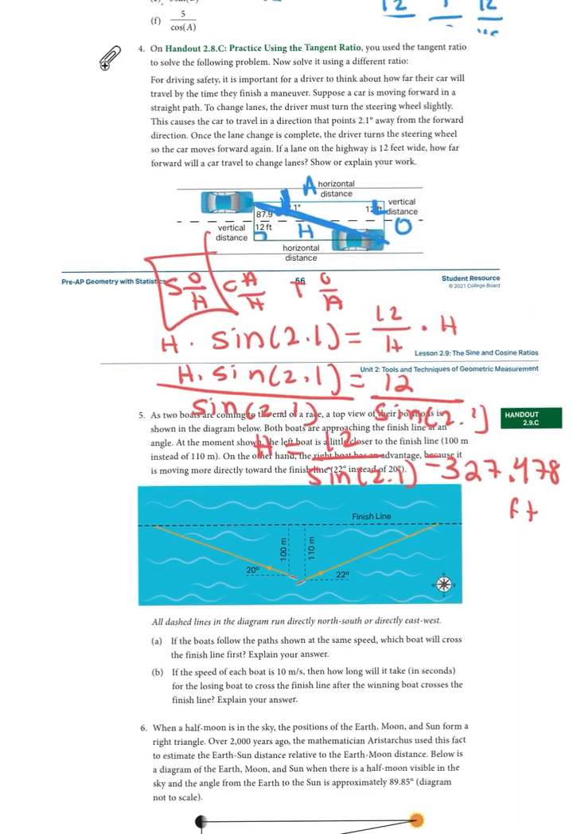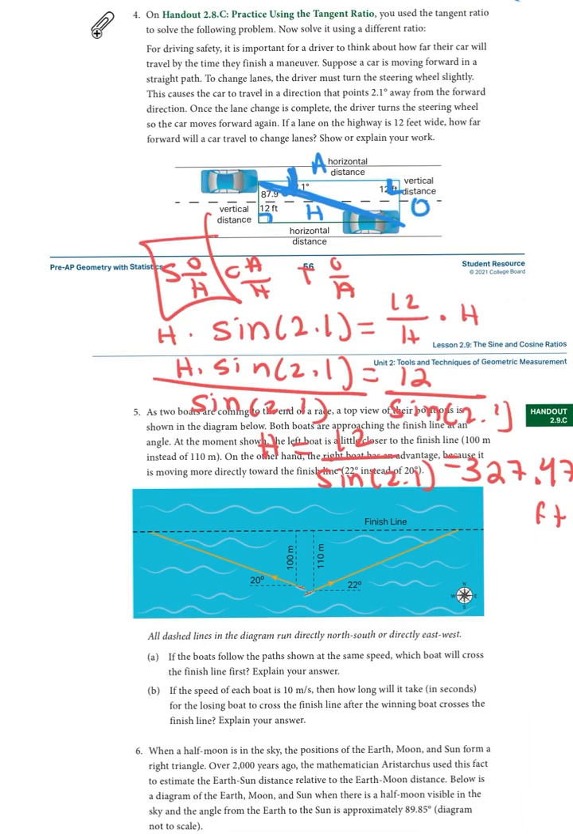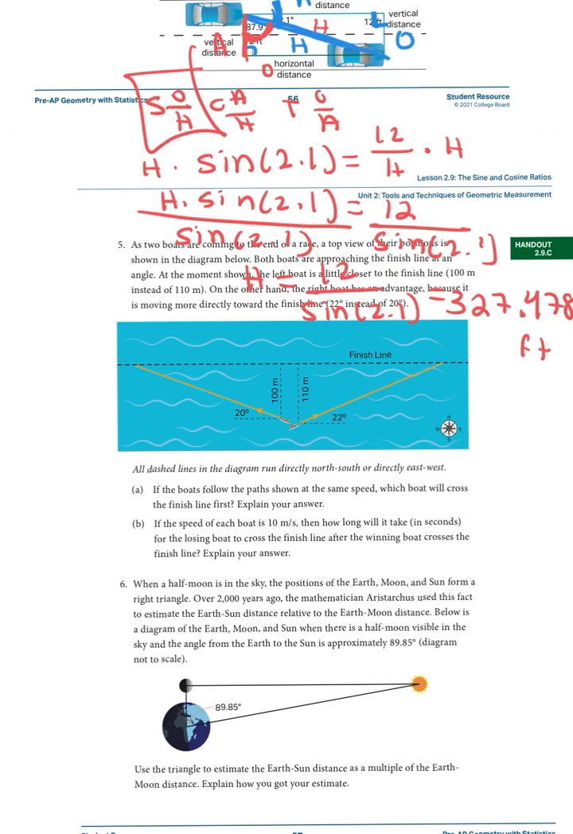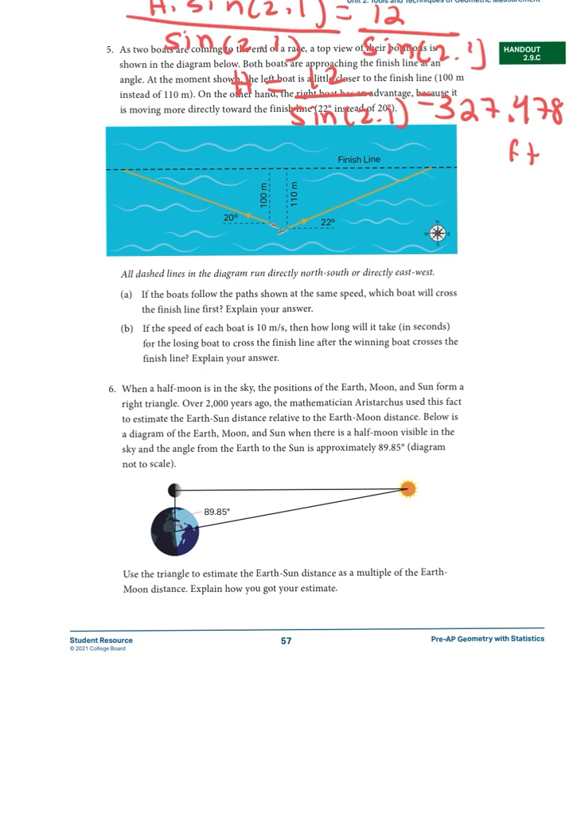If you wanted to use the angle 87.9 right here, you could have also done that. That would mean that this is your opposite, this is your H, and this would be your adjacent. Okay, and you know that this is 12 feet. So you could have done opposite over, yeah, same thing. It would have been sine. So you could have done that as well, okay? But yeah, that's the answer. All right, moving on.